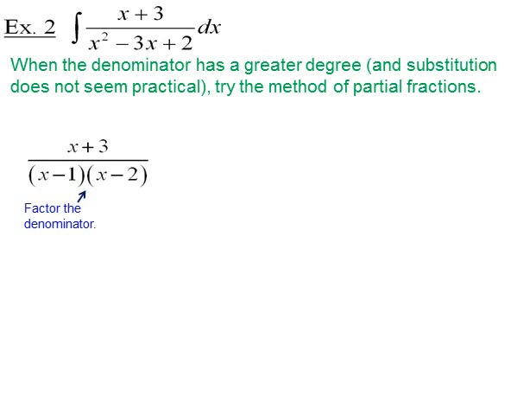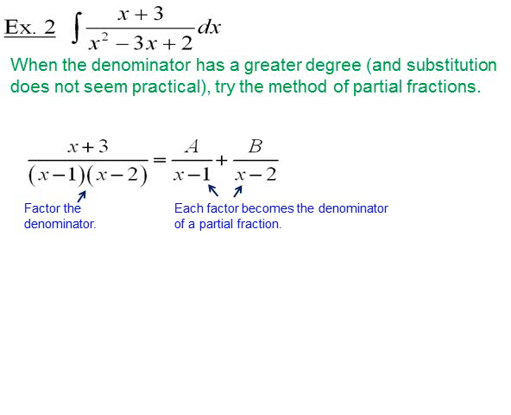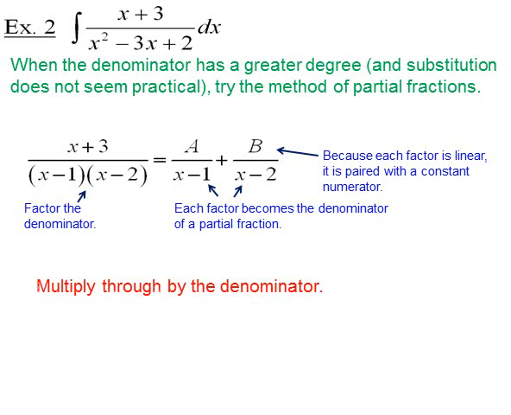First, factor the denominator, and each factor becomes a denominator of a partial fraction. You may recall from pre-calc that because each of these factors is linear, it's paired with a constant numerator. Multiply both sides of this equation by the common denominator. So we need to solve for the constants A and B in the equation x + 3 = A(x - 2) + B(x - 1).